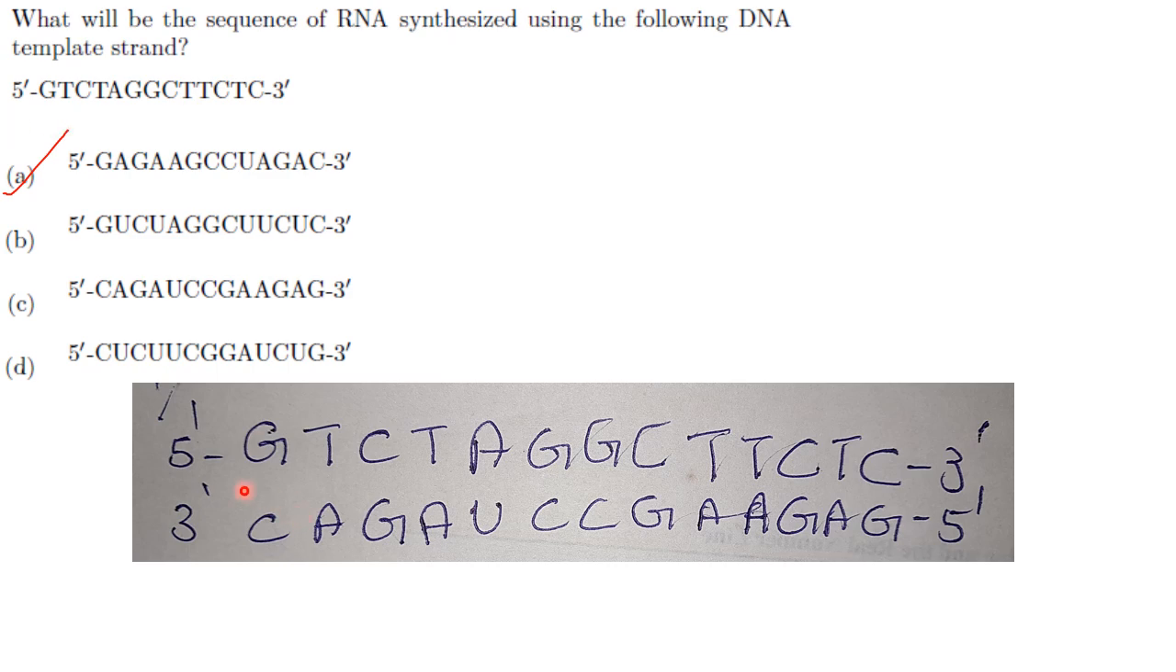So I have written it here, 5' GTC DTAGG CTT CTC 3'. Your RNA sequence will be CAG AUC CG AA GAG, that is in the 3' to 5' direction, but the options they have given are in the 5' to 3' direction, so it should be read from here, 5' to 3', this direction. So it is GAG AA GCC UAG AC. So the answer here is option A.